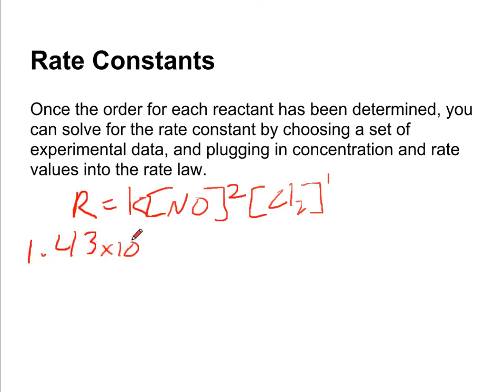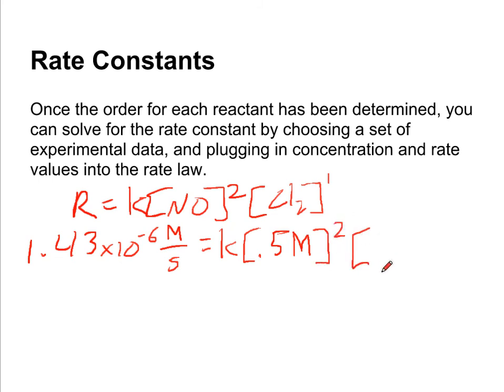So a rate of 1.43 times 10 to the -6th molarity per second is equal to K times the NO concentration of 0.5 molar squared times the Cl2 concentration of 0.25 molar to the first. It's very important that you put units on all of your values that you plug in here, because the units of the rate constant are a separate point themselves on the AP test because they get kind of complicated.